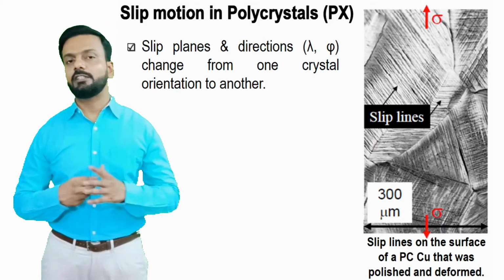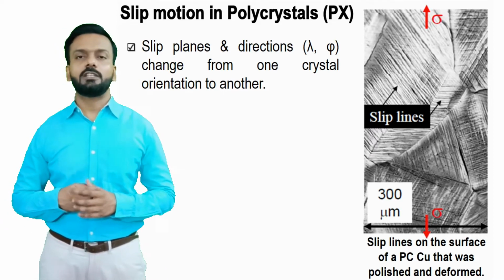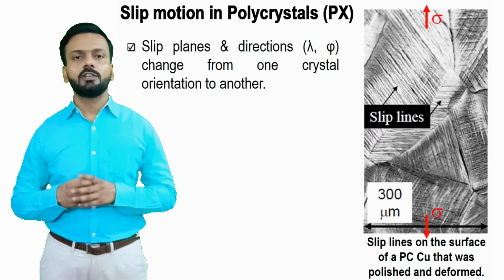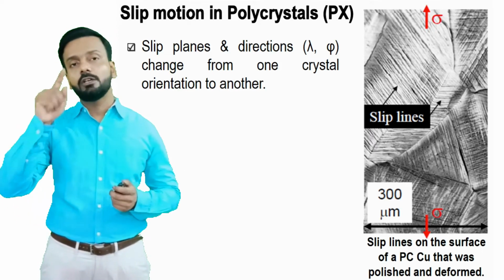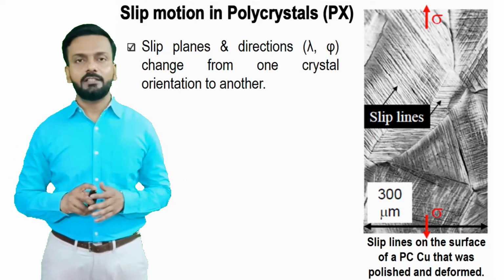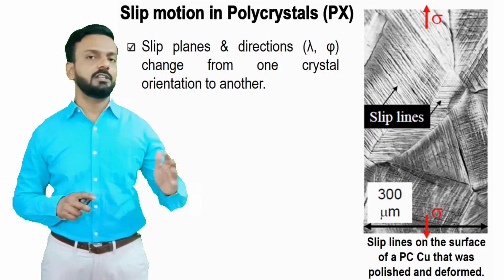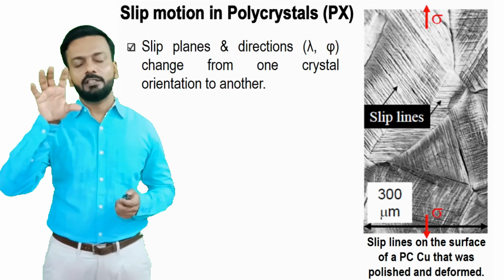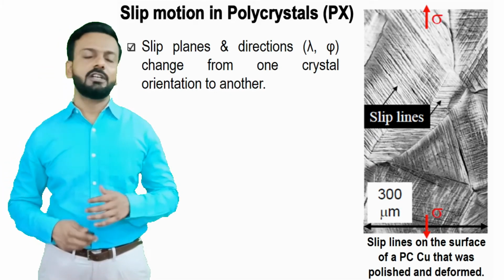Here in the image we see slip lines on the surface of a polycrystalline copper material that was polished and then deformed, and individually in each grain you can see these slip lines. Similar to the single crystal we saw earlier, here it is a polycrystal, but still in each and every individual grain you can see these slip lines.